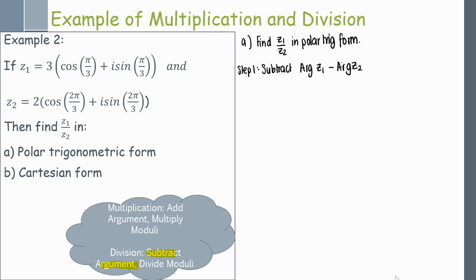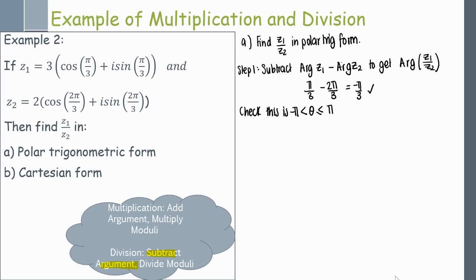The argument of z1, well, that's pi on 3. And the argument of z2, well, that's 2 pi on 3. Make sure you write this in the order of the division. Pi on 3 minus 2 pi on 3, well, that's minus pi on 3. And this is good because this is within the domain of our principal argument. This is between negative pi and pi, so we're all good.